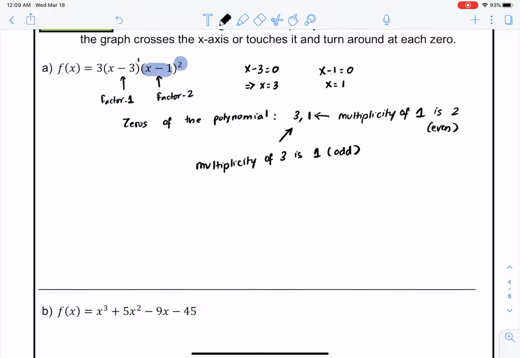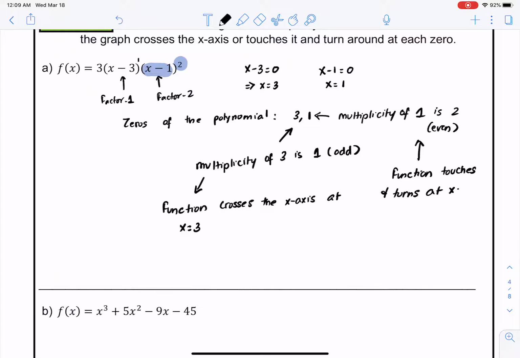What do we know? If the multiplicity is odd, then the function is going to cross the axis. If it is even, it's going to touch and turn around. So, the function crosses the x-axis at x is equal to 3. Over there, the function touches and turns at x is equal to 1.